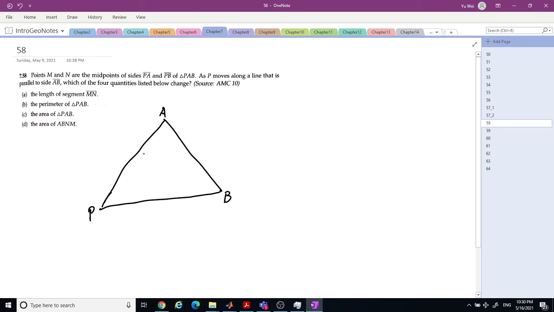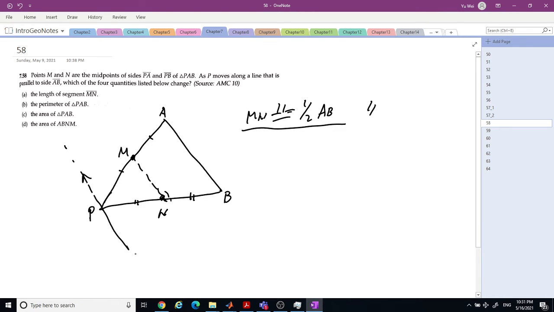PAB, M and N. Okay. As P moves along a line that is parallel to AB. So now we know the M and N. MN is equal and parallel to half of the AB, and also perpendicular to the line M.